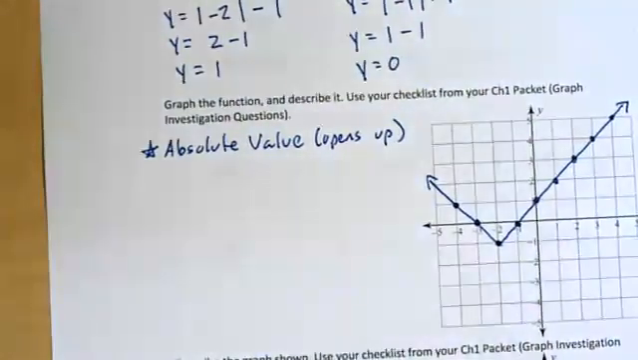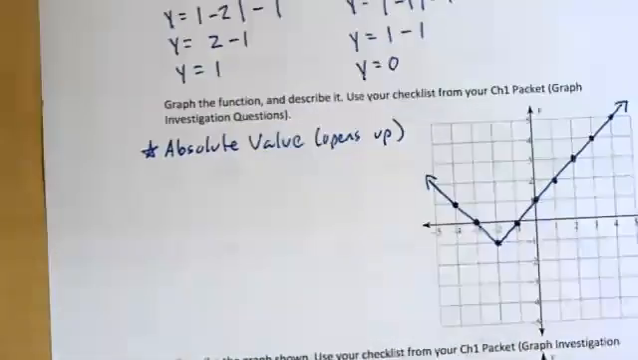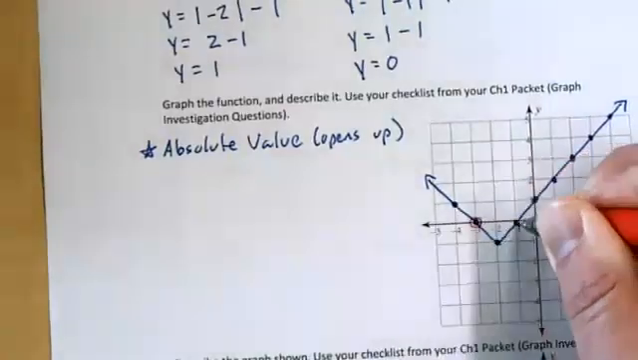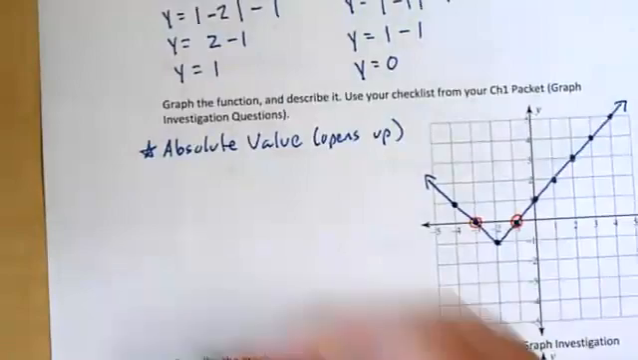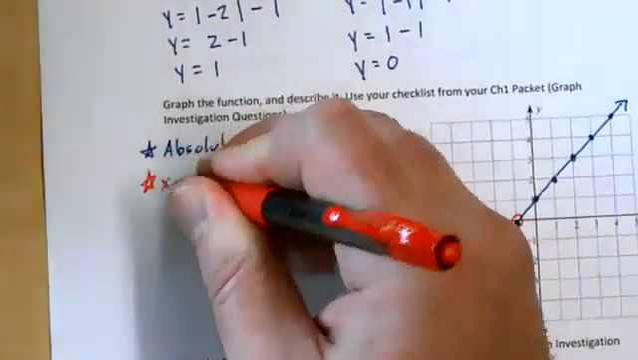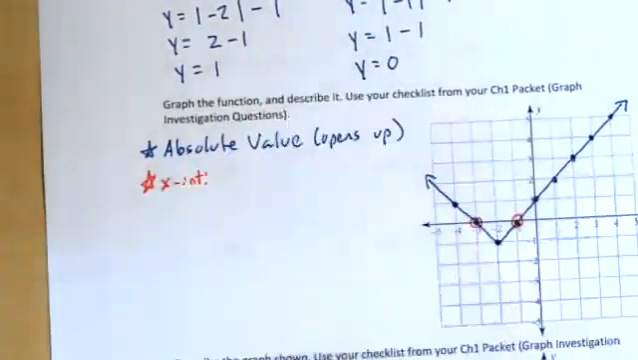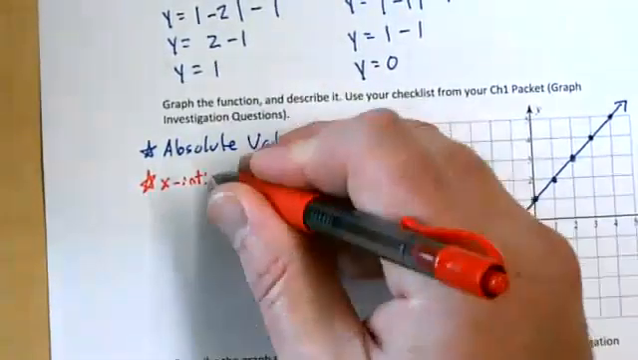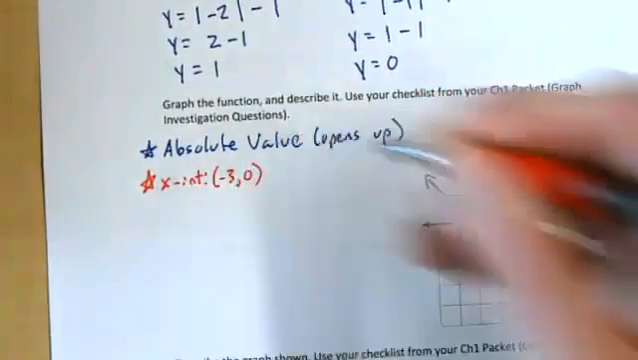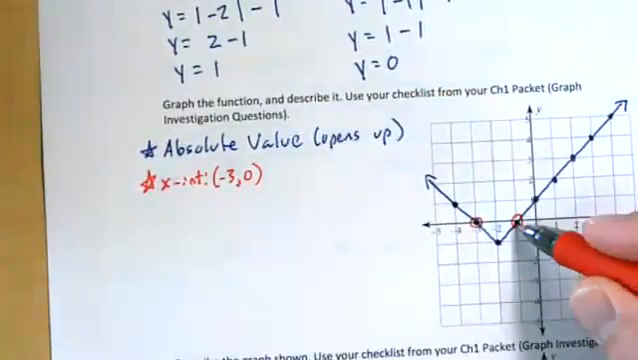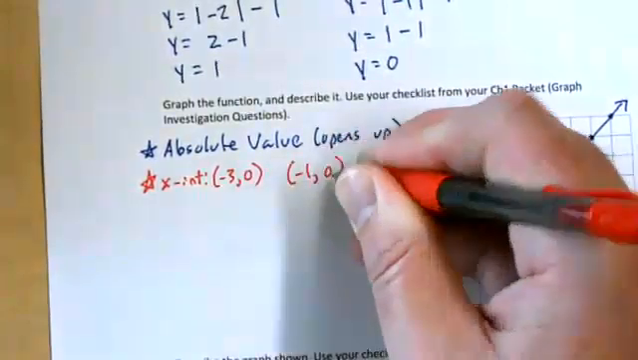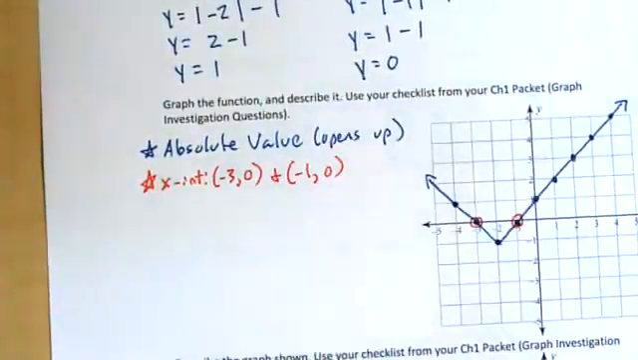All right, let's see if we can find some important points on this. I see two x-intercepts. X-intercepts are where the graph crosses the x-axis, and I see one here and here. So let's name those points. So my x-intercept, one of them is at, let's see, -3 in the x, 0 in the y, so -3, 0. And there's another one at -1 in the x, 0 in the y, so -1, 0. So we have two x-intercepts at those 2 points.